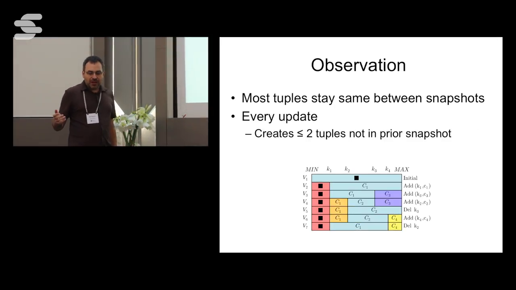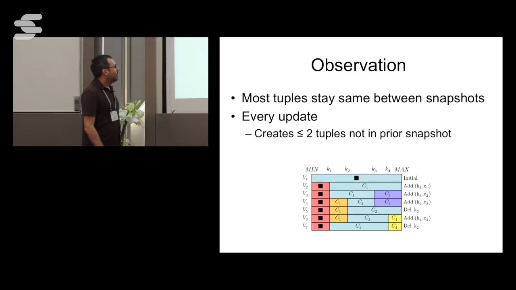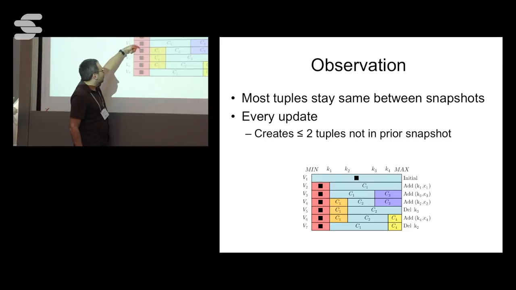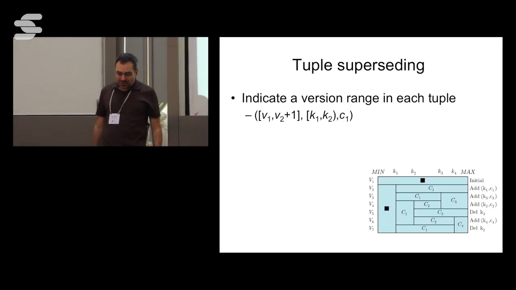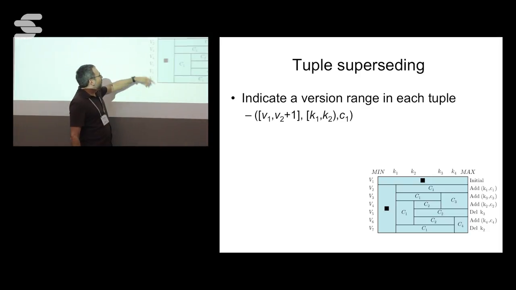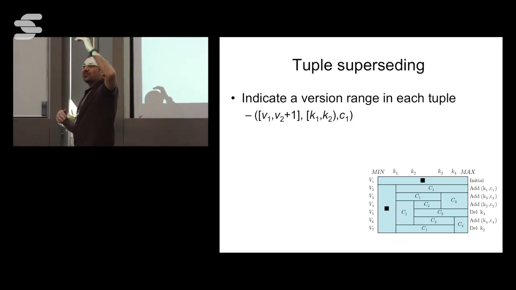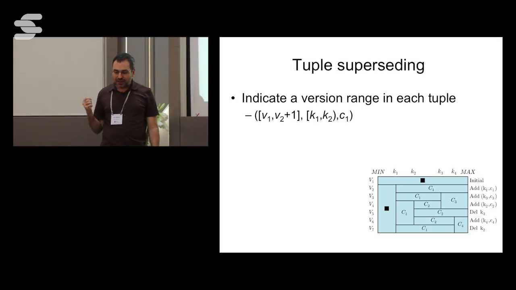The observation you might make is that there's a lot of things that are constant between versions. Each of these "there's nothing here" statements is the same on version 2 through version 7. Each of these is the same from version 4 to version 6. So wouldn't it be nice if we could make statements that looked more like this? Here's a statement that talks about from this version to this version, between this key and that key, here's a value. So now we can have statements that talk about ranges of time, not just ranges of the key space. We call that superseding.